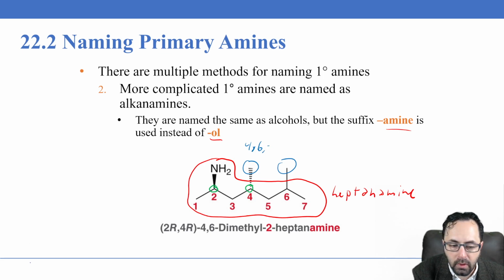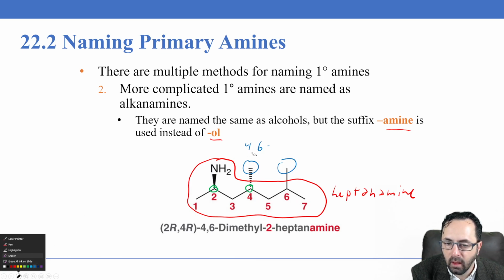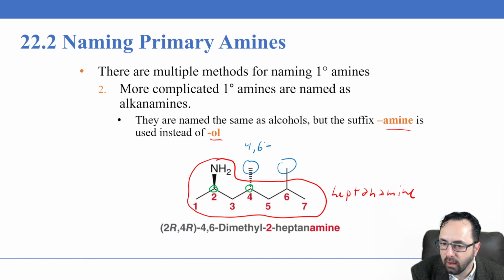Oh, whoops, no comma there. 4, 6 dash. Remember to separate the 2 numbers here with commas and separate the numbers from the letters with dashes as usual. So we'd say 4, 6 dimethyl. And then this is for our heptanamine.